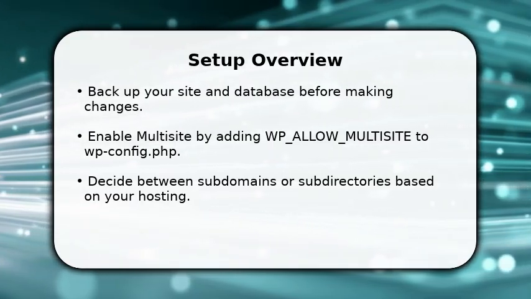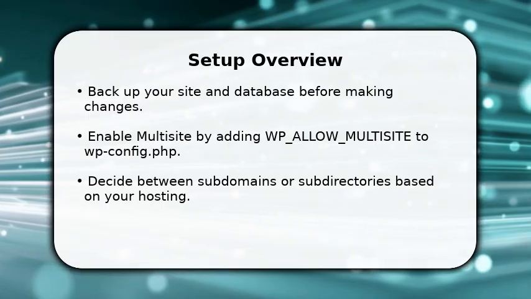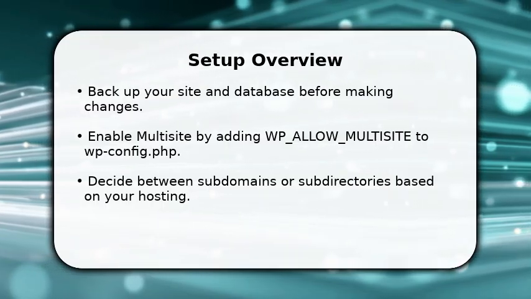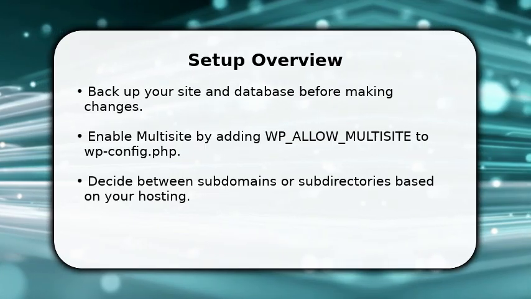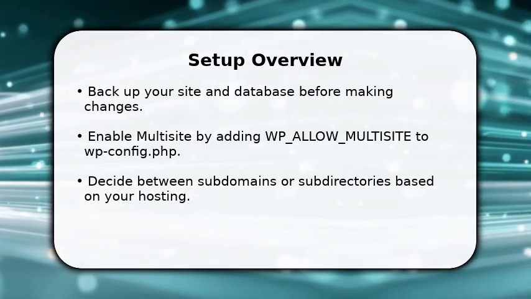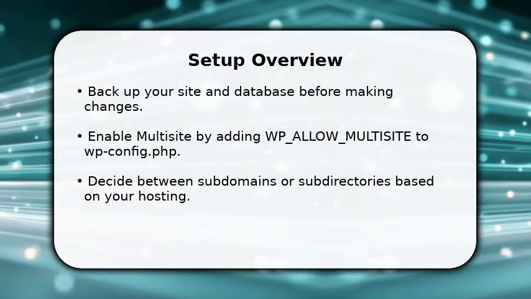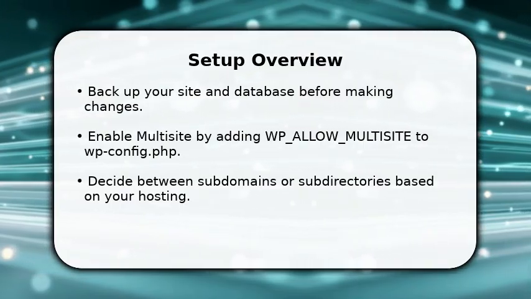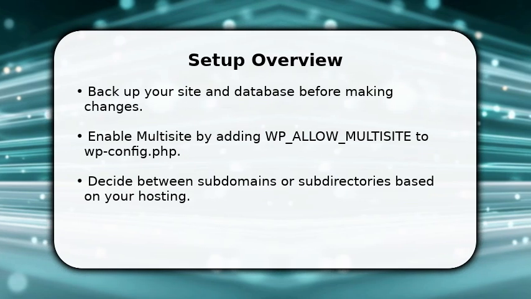Then access Tools, Network Setup to choose subdomains or subdirectories and give your network a name. Follow the provided code snippets to update wp-config.php and .htaccess. Then log in again to access network admin and start adding sites and users.